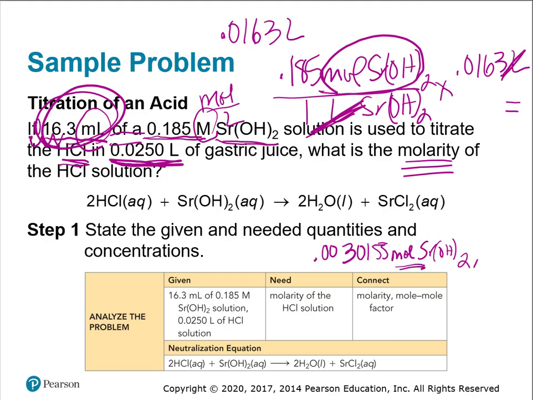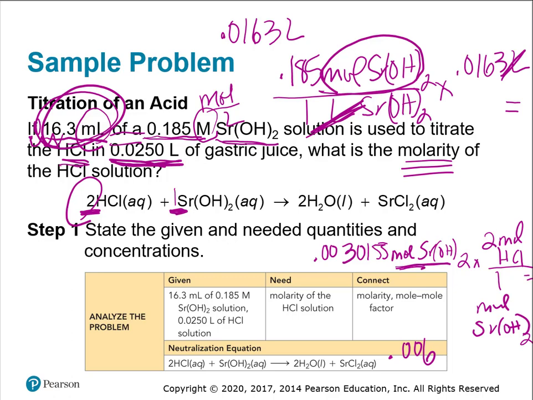Once I know moles of something, I can do my HOP from moles of strontium hydroxide and look at how many moles of hydrochloric acid that ratio is. I have to have my moles of strontium hydroxide on the bottom. That would be 1 for every 2 moles of HCl. Let's do that next. So we're going to take our answer and times it by 2. That gave me 0.006031 moles of HCl.